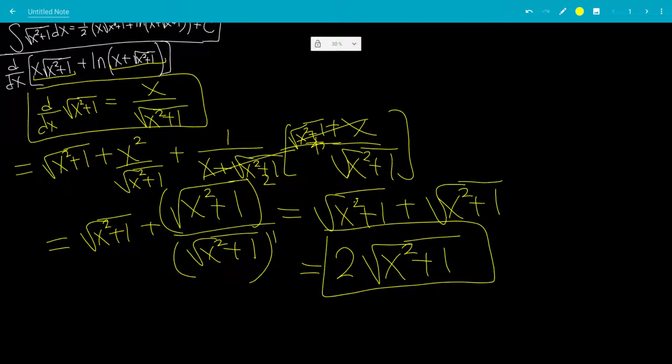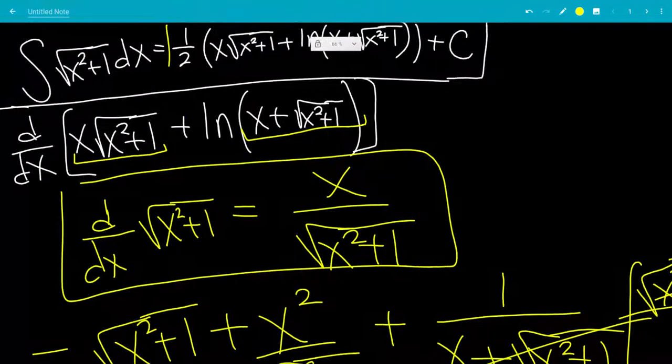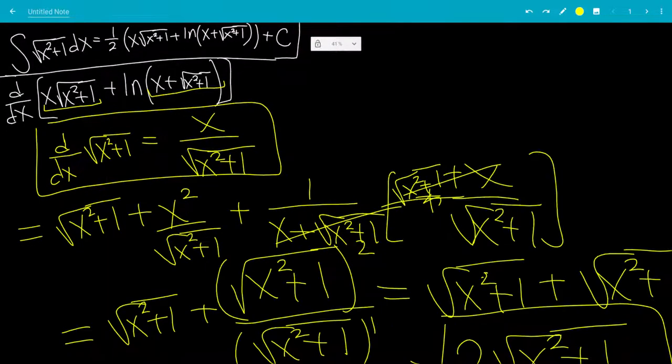And that is the result we wanted, because if you divide by 2, you get exactly the right-hand side, plus c. But that's just every integral is plus c.